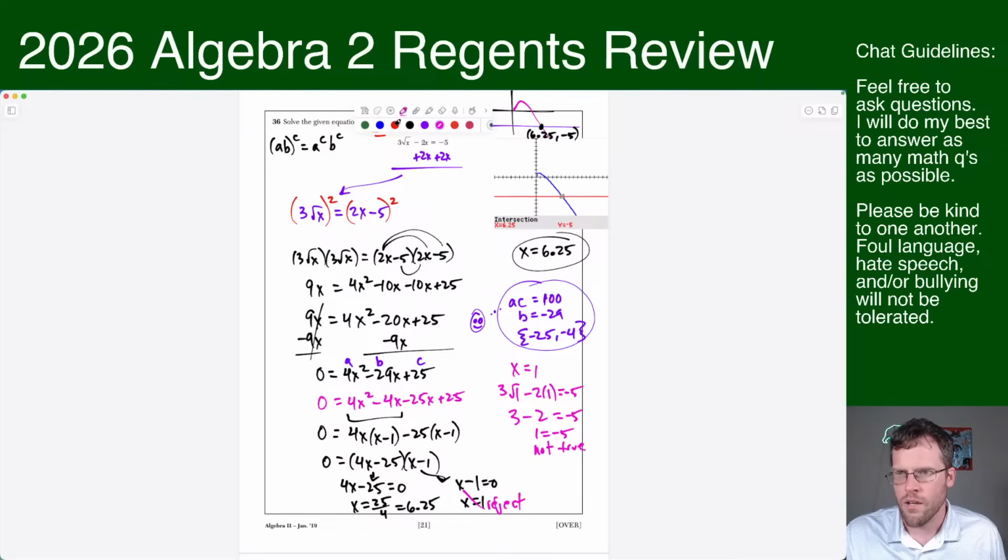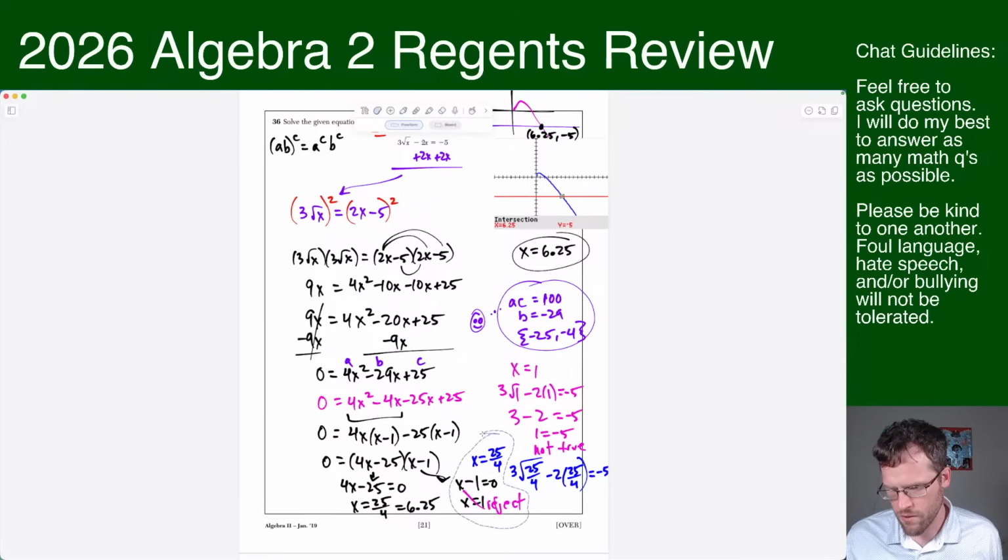But the other one, 6.25, does work. Okay, if I plug in 3 times the square root of 6.25, maybe I'll write it like this, the 25 over 4, and then minus 2 times 25 over 4 equals negative 5. This one will work, okay? This is when x equals 25 over 4. Let me move some of this stuff over. Okay, I'll move this with this.